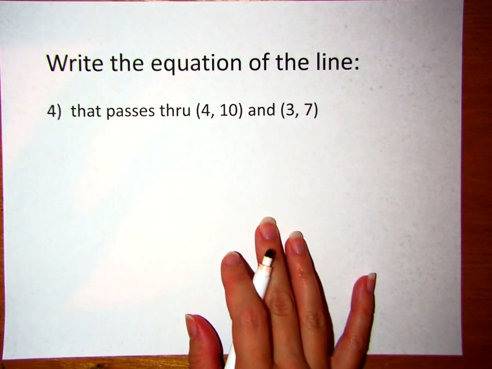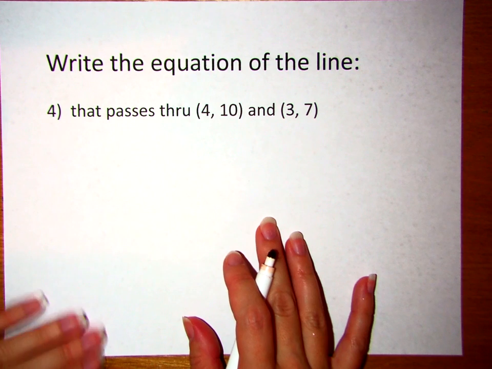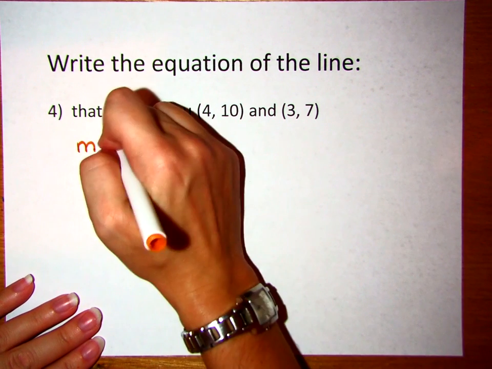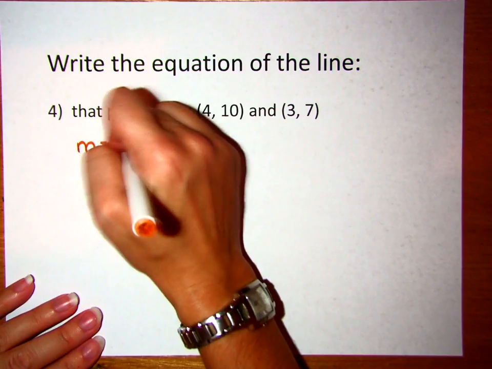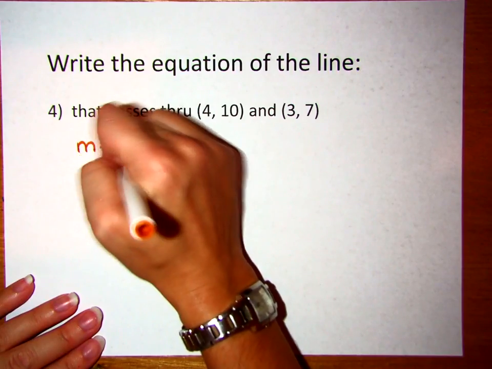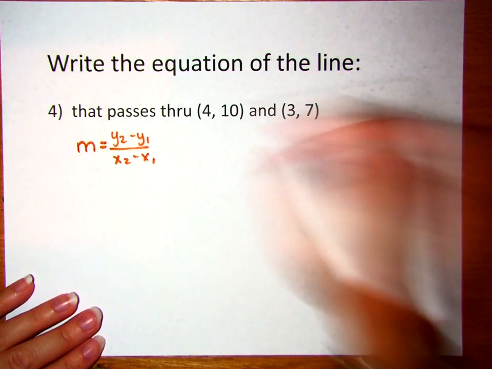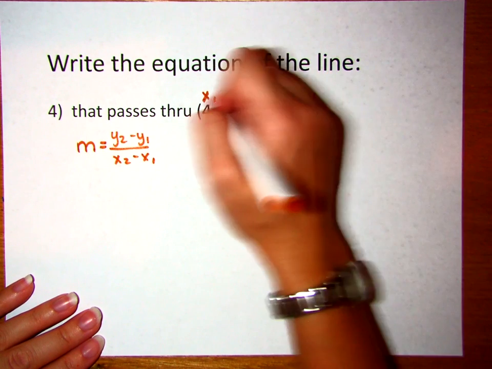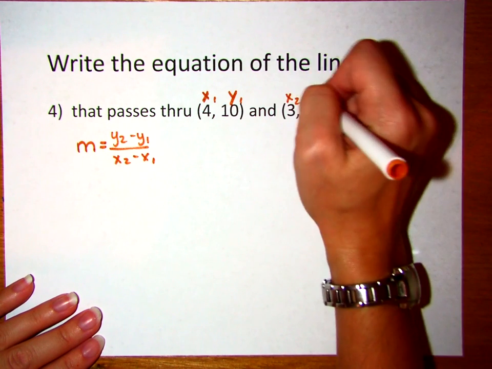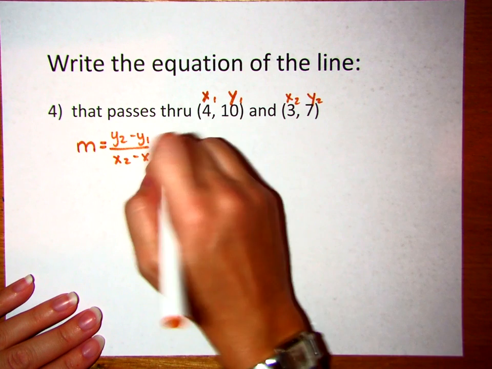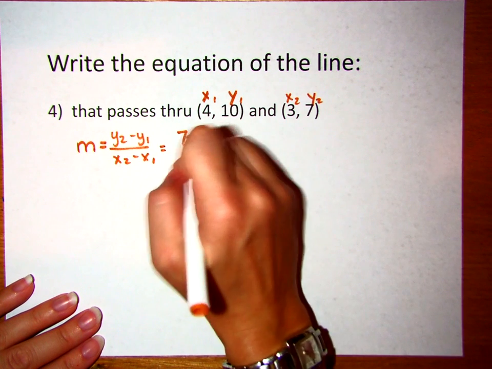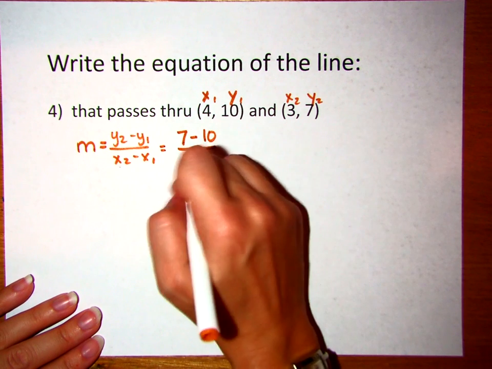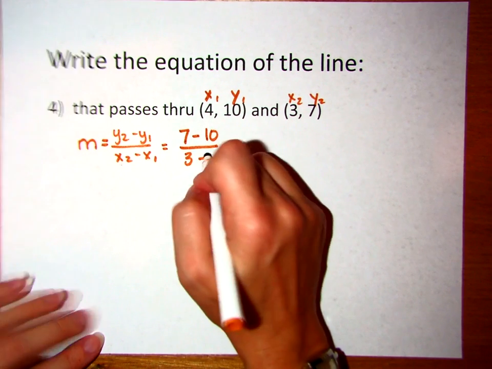In this particular problem, we only have that the line passes through 2 points. So what we need to do is first find out what the slope is using the slope formula: y2 minus y1 over x2 minus x1. Let's say that this is x and this is y, and this is x and this is y. This is the first ordered pair. This is the second ordered pair. So now we can plug it in. y2 here is 7 minus y1, which is 10, over x2, which we have marked as 3, minus x1, which we have marked as 4.